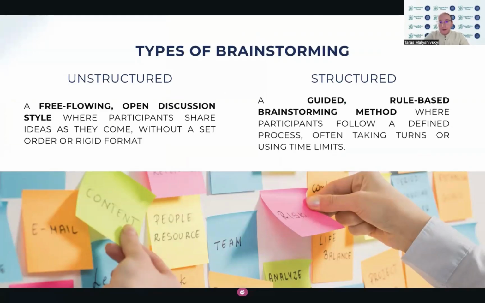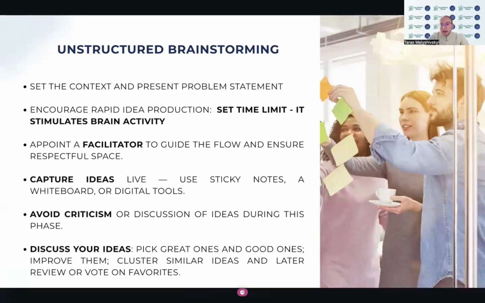Unstructured brainstorming is a free-flowing, open discussion style where participants share ideas as they come, without a set order or rigid format. It's very creative and is used in teams which are really creative and don't need to be guided. On the other side, structured brainstorming is a guided, rule-based method where participants follow a defined process, often taking turns or using time limits. Let's start with unstructured brainstorming.